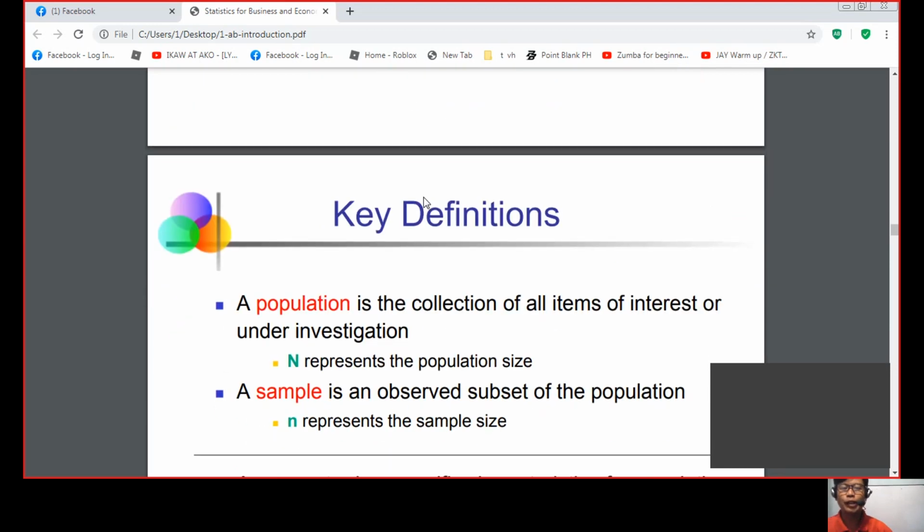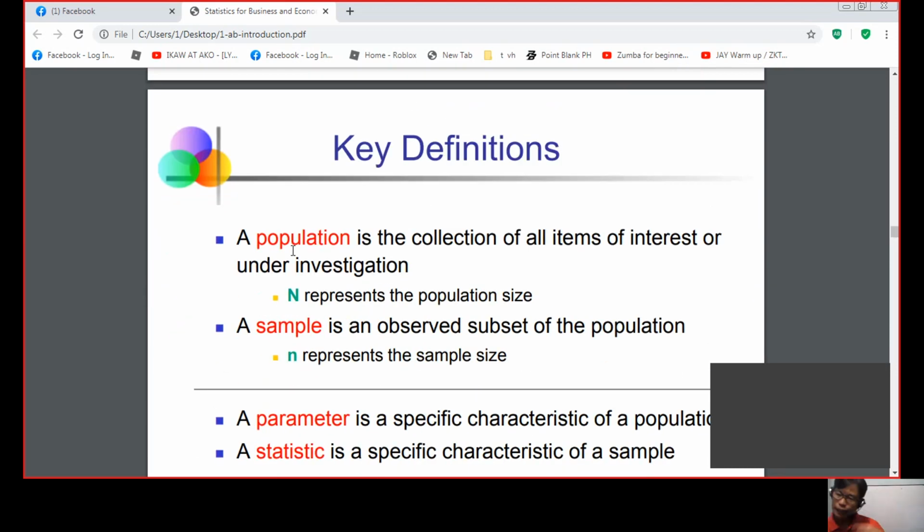population and samples. Okay, so here are the definitions. I think I discussed it before, but population is a collection of all items. I repeat, all items of interest under investigation. The capital letter N is used to signify population. Okay. Now, a sample is an observed subset of population. So meaning, from the midterms, I think you know what subset is. It is within the population. So nakapaloob yung sample mo sa population. Okay. Represented by the small letter n. Okay, so that is the representation of a sample.